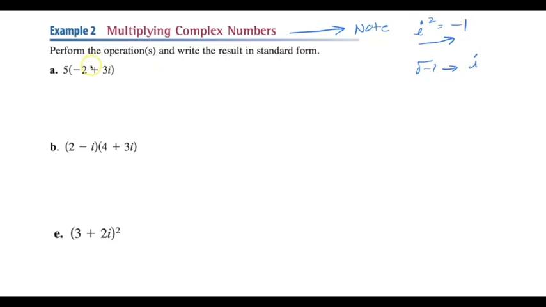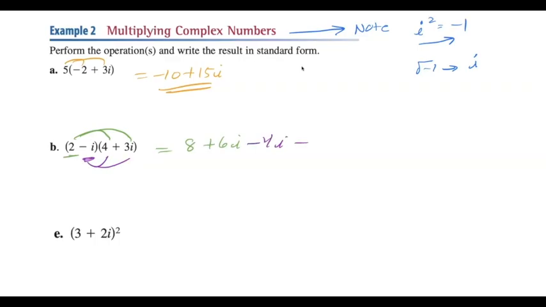So if I was going to do this one, well, we just distribute. I get -10 plus 15i. Easy enough. Here's where the i squared thing is going to come in. We're going to distribute. Remember, you could do an area model if you prefer. I'm just going to distribute 2 times this, 2 times that. I get 8 plus 6i. Then we're going to distribute this guy to both of them.